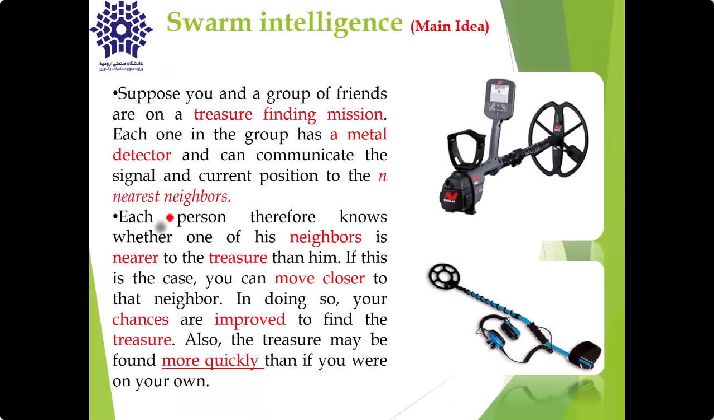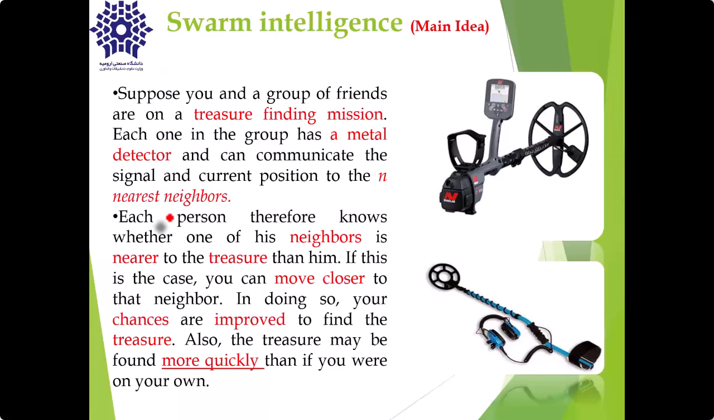The main idea of swarm intelligence is this: suppose you and a group of your friends are on a treasure finding mission. Each one in the group has a metal detector and can communicate and signal the current position to the nearest neighbor. Because in a wide area you don't know the location of the treasure or metal or gold, you use the gold detector to find the treasure location.